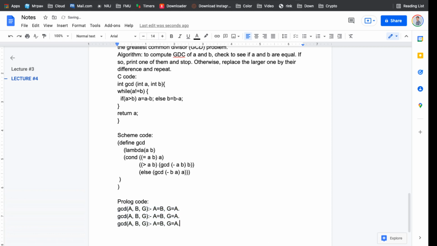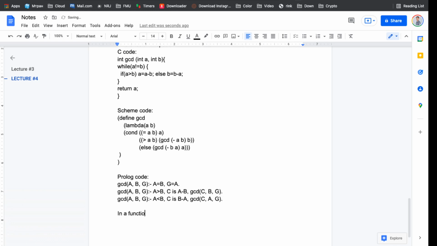And we're going to have two more. If A is greater than B, then C is A minus B, and GCD of C, B, G. And here vice versa, right? If A is less than B, then C is going to be B minus A, and GCD, can you guess? It's going to be C, A, G. And that's the end.